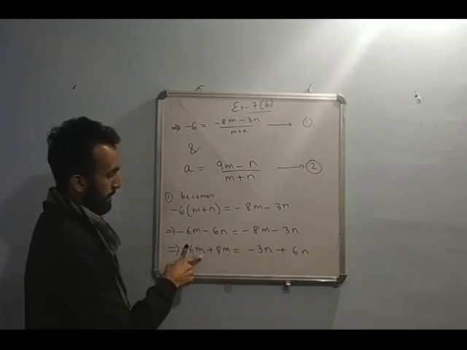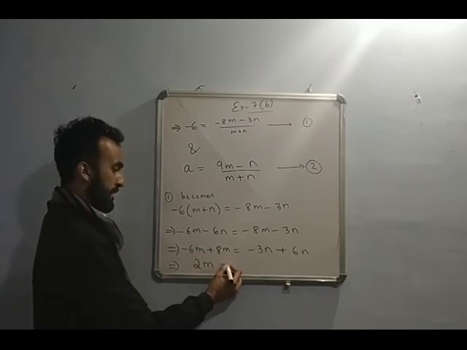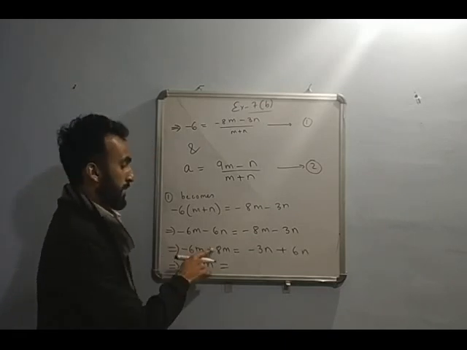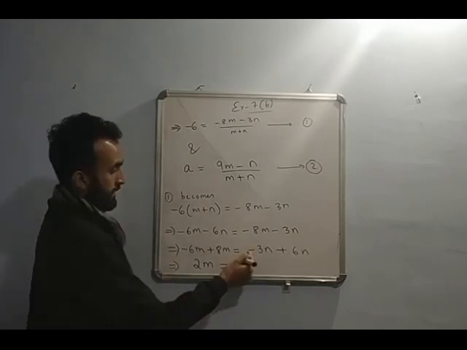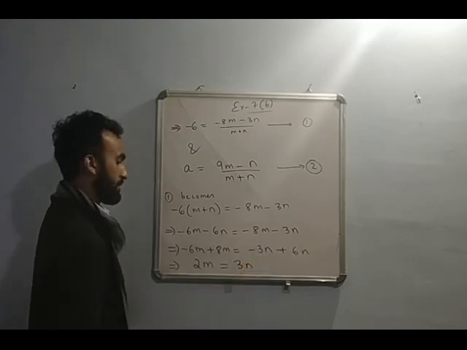Minus 6m plus 8m. Is it not 2m? I have to subtract, but 8 is bigger. It has plus sign, so 2m. 8 minus 6 is nothing but 2. And 6 minus 3 is nothing but 3n. Correct?